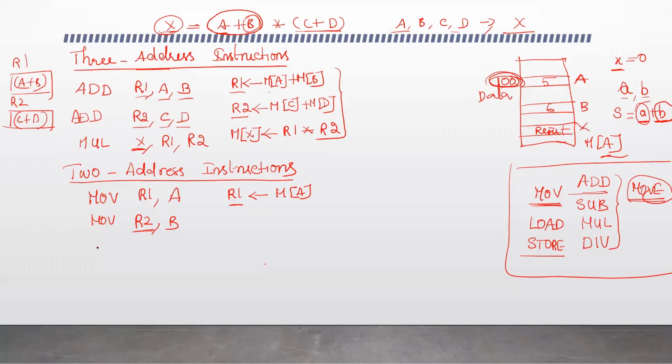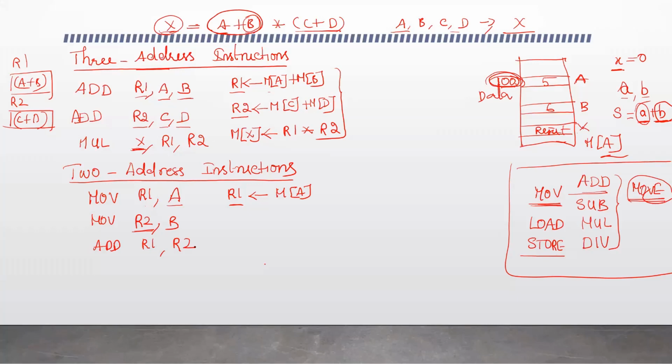Now you can perform addition, right? Add. What all is to be added here? The data in memory at location A is moved to R1 and B is moved to R2. So we need to add R1 and R2. Okay, so the instruction would be add R1 comma R2.